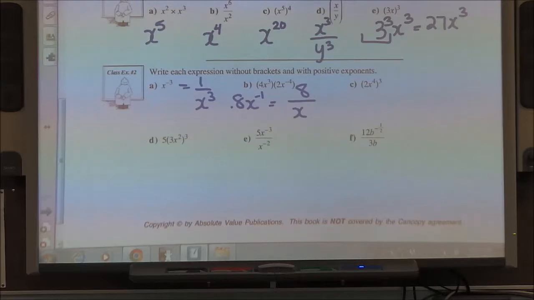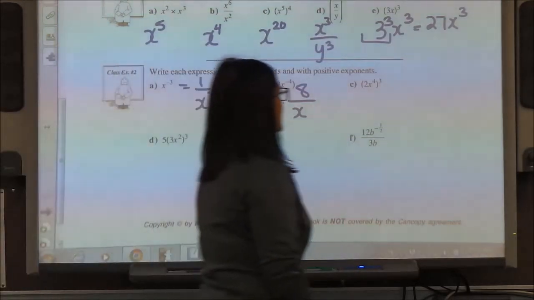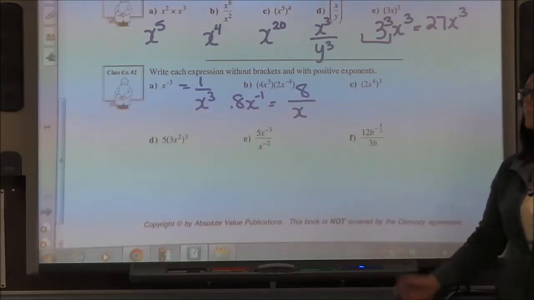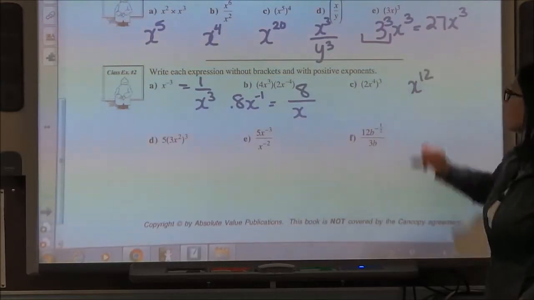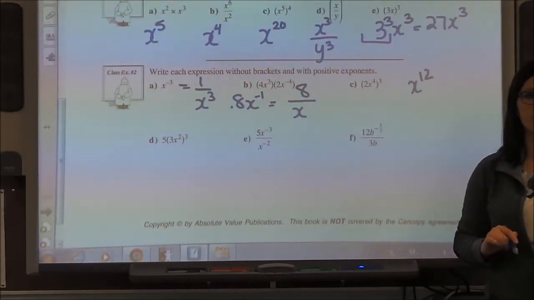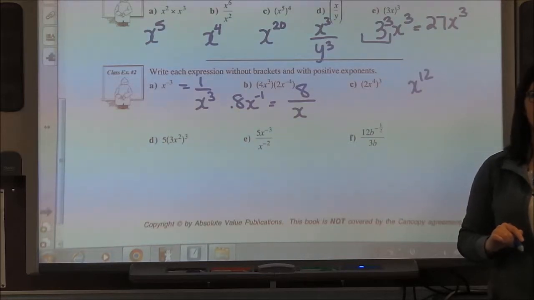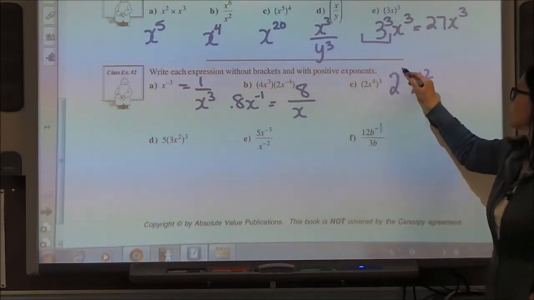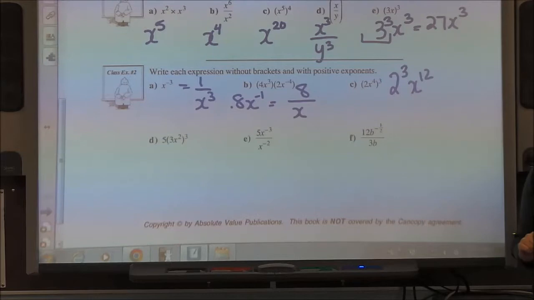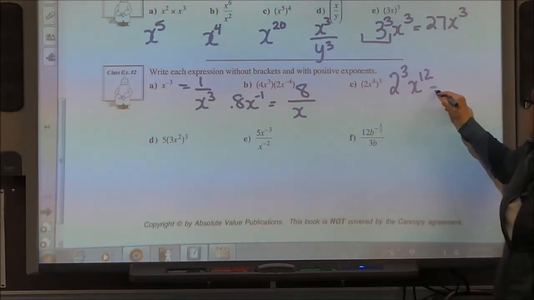Here, multiplying 4 and 3. Okay, so if I multiply the 4 and the 3, I get 12. And then you multiply the 2 by 3, to the power of 3. You simplify them. So what do I get when I simplify it? It's 2 times 2 times 2. 8.